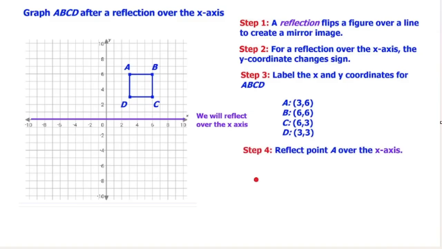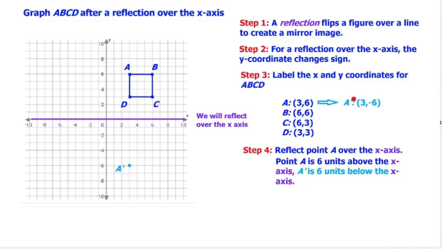Now, we can reflect point A over the x-axis. So let's do that. So point A is 6 units above the x-axis, so A prime is 6 units below the x-axis. So it's going to be reflected all the way down here. So the y-coordinate changes sign. So A prime is 3, -6. You could see 3 and then -6.